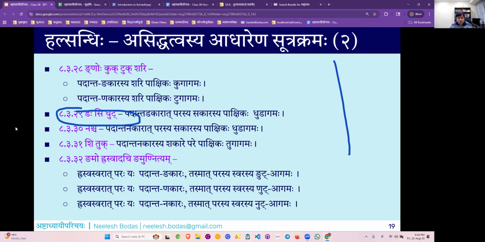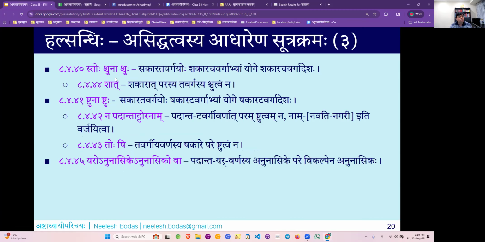Then we have Gnoho, Kuktukshari, the Agama related sutras that come immediately after those Adesha related sutras. So Gnoho, Kuktukshari, Dahasi, Dhut, Nashcha, Shrituk, Namo Rasvadachi Gamun all are the Agama related sutras that were taught in the second class. Then we have Stohoshtunashtu, the Chhatvam and the Shtunashtu, Shtutvam, and I combined that Nashthavya Prashna purely for fitting it in the required time. So that's basically the third class.